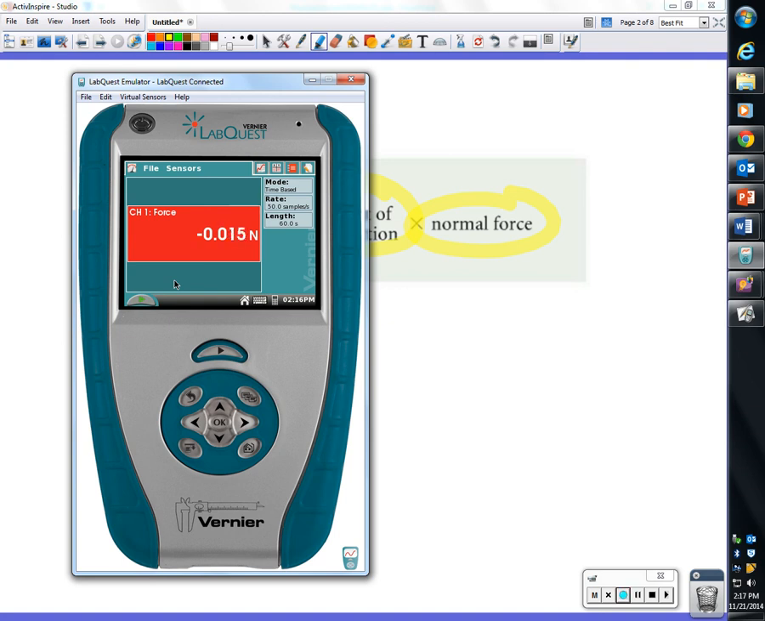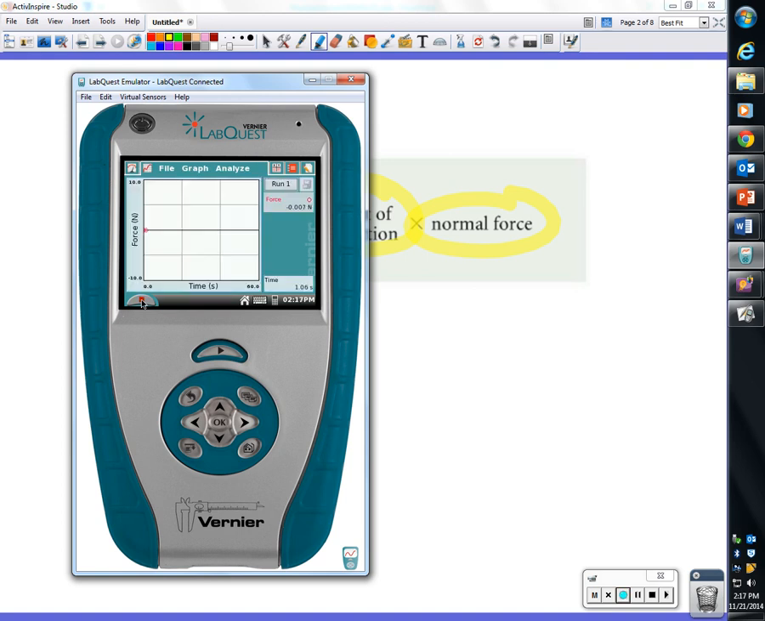Okay? So I'm going to start off with the string not pulled, nice and loose, no tension in the string. And then I'm going to start up my data collection. And I'll zoom for you guys here in a second. Right now, in that data collection, the force is showing as 0. But if I pull this block across the table at a constant velocity, and I will stop this data collection here in a second.